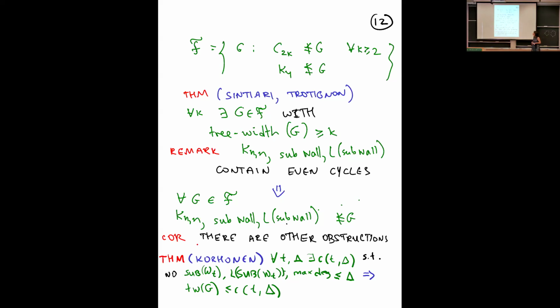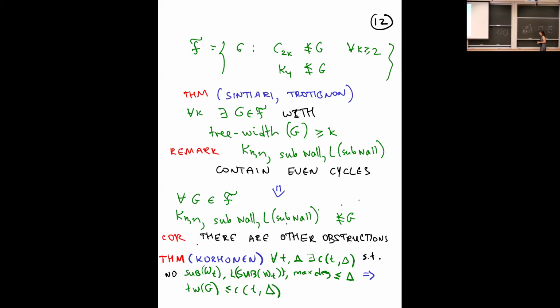So Sintiari and Trotignon in 2019 came up with a family of graphs that don't contain cliques of size 4 and don't contain induced cycles of even length. Now, if you don't contain an induced cycle of even length, in particular, you don't contain this, which you can redraw as that. And notice that this is K_{2,2}. So you forbid a complete bipartite graph, a very small one.